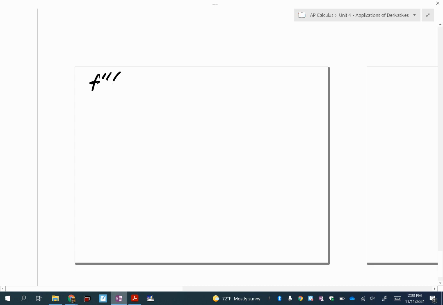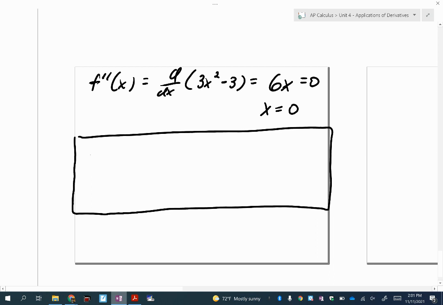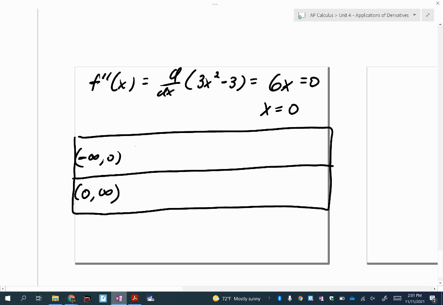So I need to find the second derivative, which is d dx of 3x squared minus 3, which is going to be 6x. Again, I'm trying to figure out what makes this undefined or equal to 0. Nothing's going to make a linear function undefined, so just set it equal to 0 and you get x equals 0. So if I divide up my domain of negative infinity to infinity into two intervals of negative infinity to 0 and then 0 to infinity, I can figure out if on these intervals my function is going to be concave up or concave down.